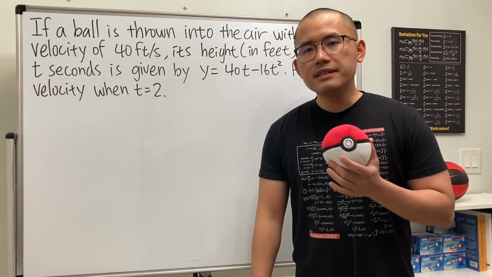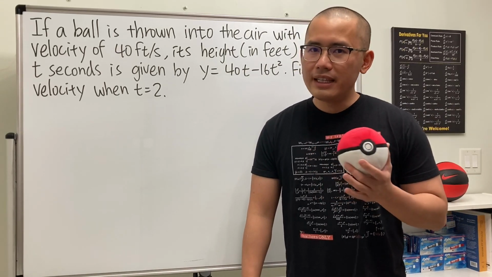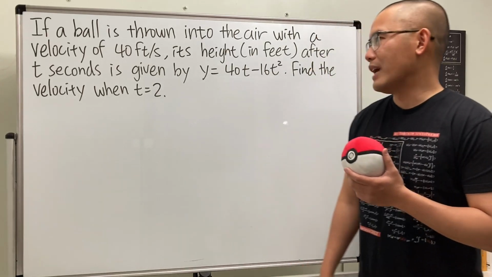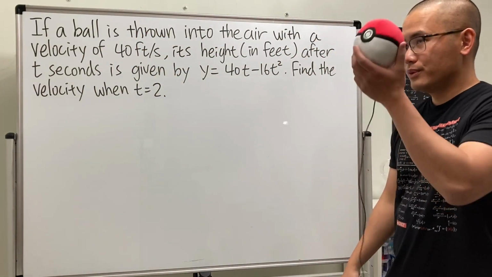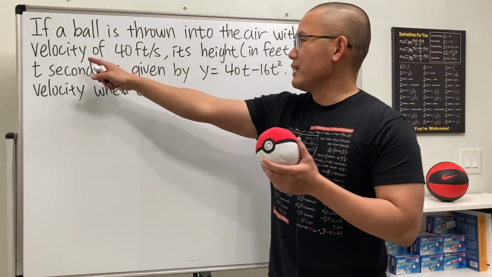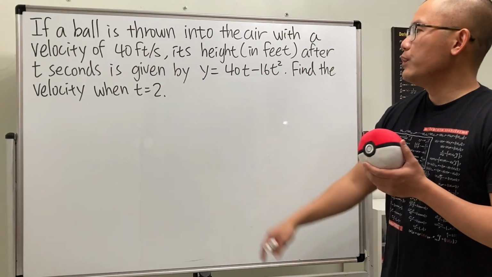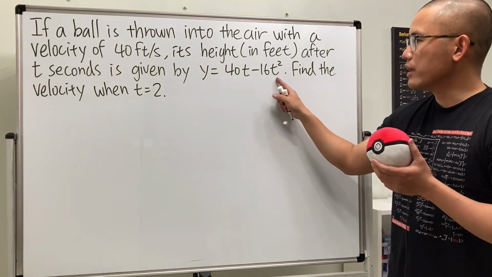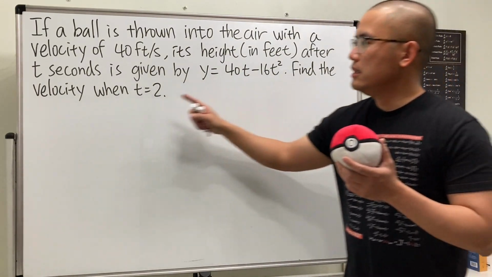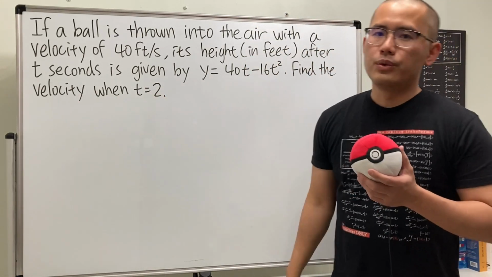Okay, this is a classic instantaneous velocity question at the beginning of calculus 1. This is what we have. Suppose we have a ball that's thrown into the air, and we have an initial velocity of 40 feet per second, and we know that the height after t seconds is given by this equation, and we are going to find the velocity when t is equal to 2.